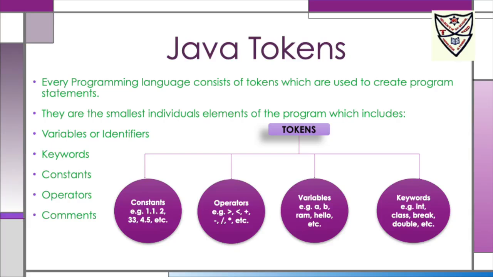Every programming language consists of tokens which are used to create program statements. They are the smallest individual elements of the program, which includes variables or identifiers, keywords, constants, operators, and comments.